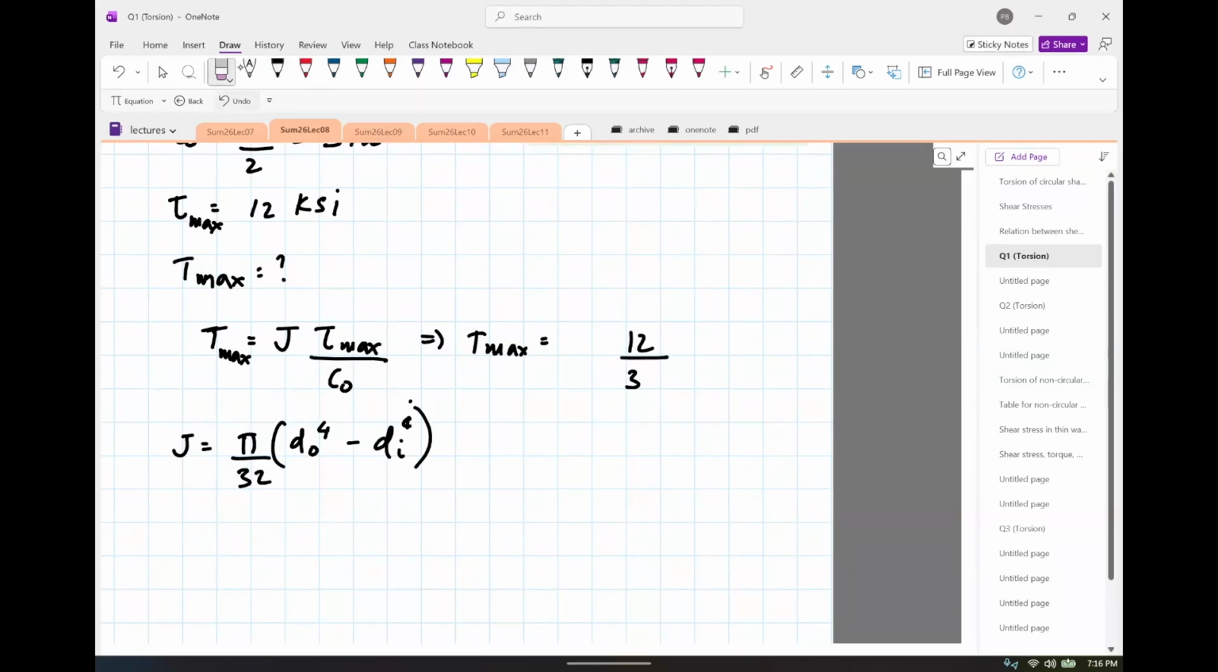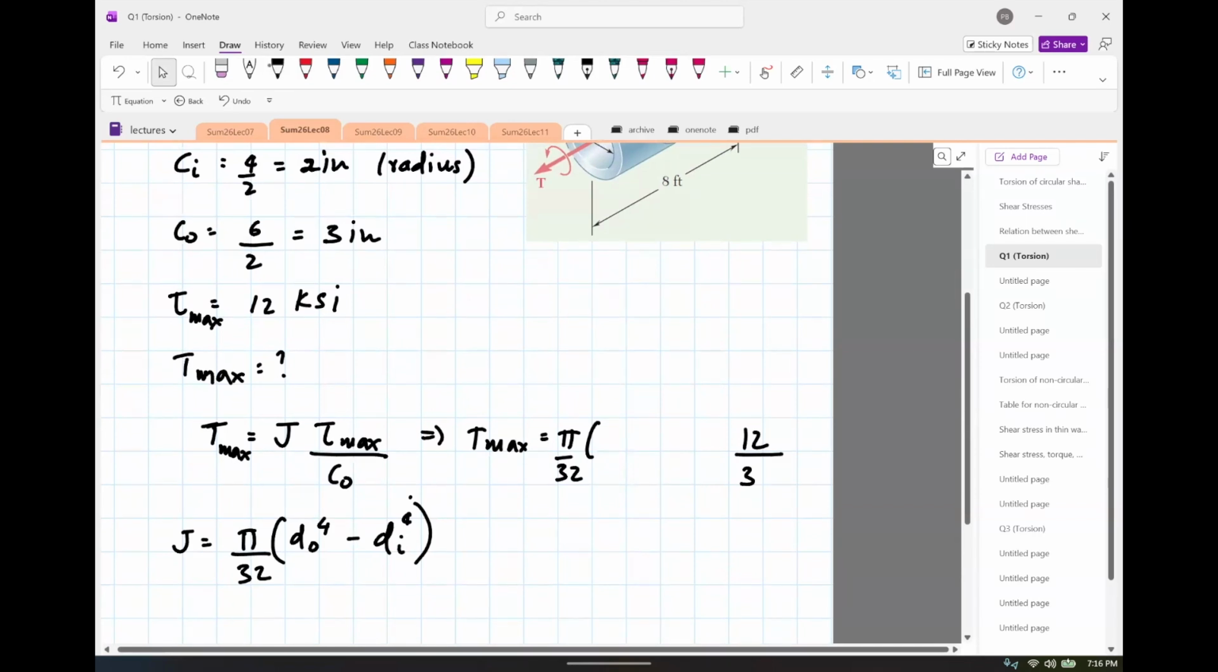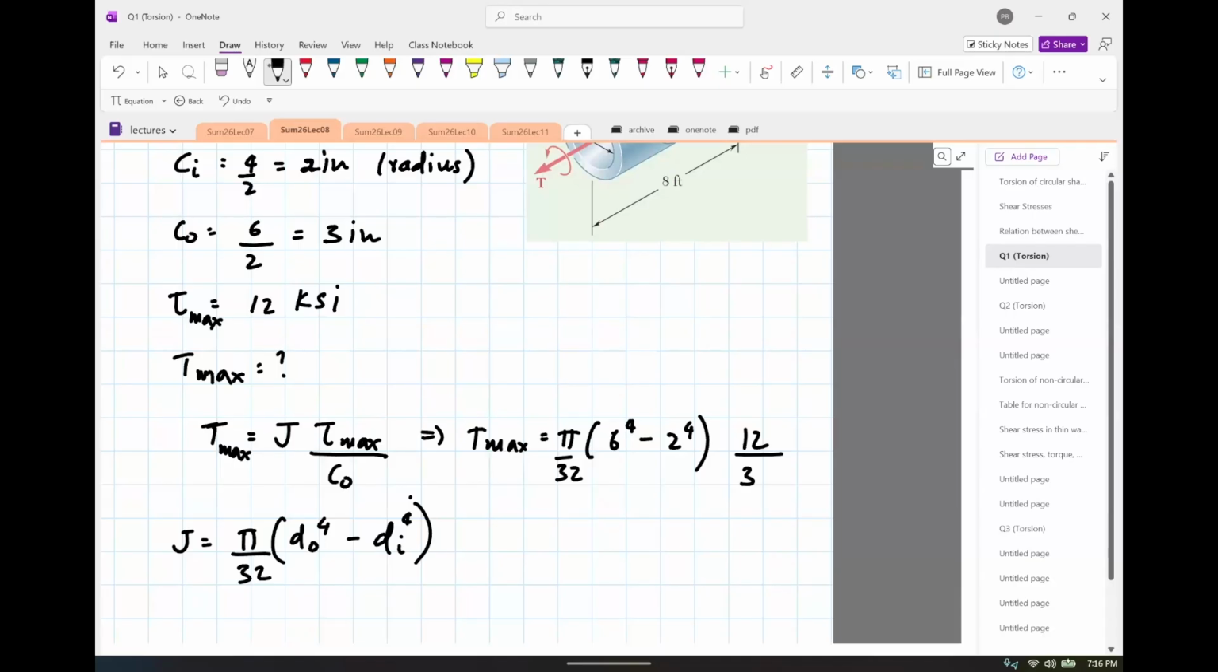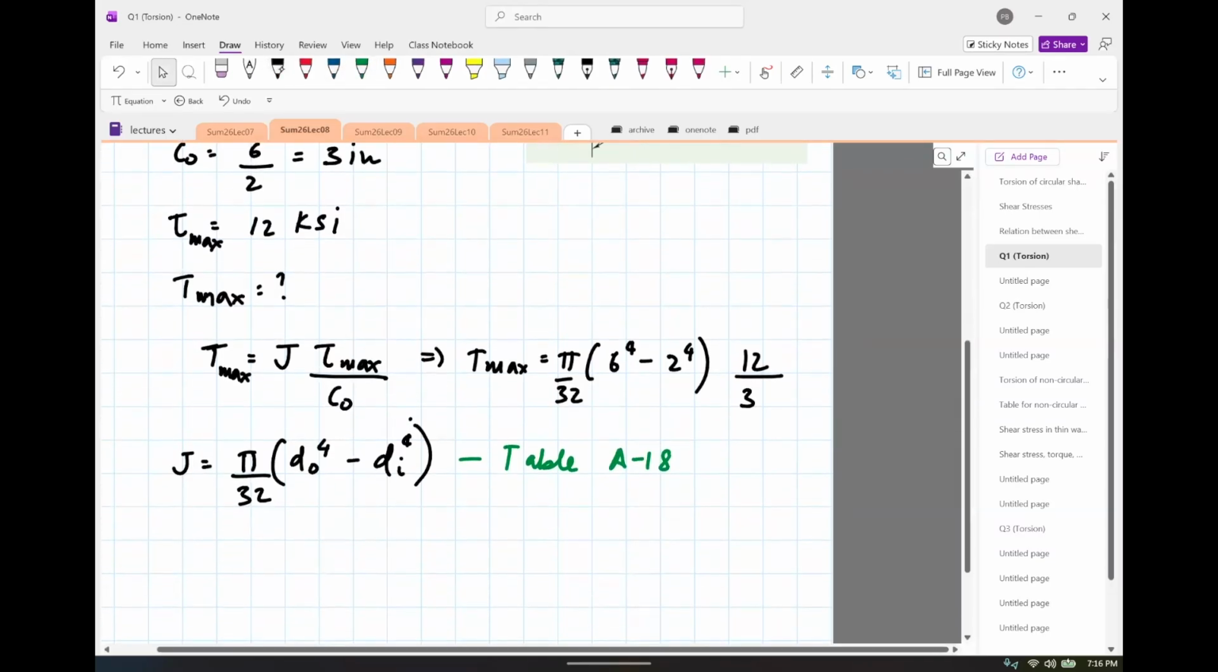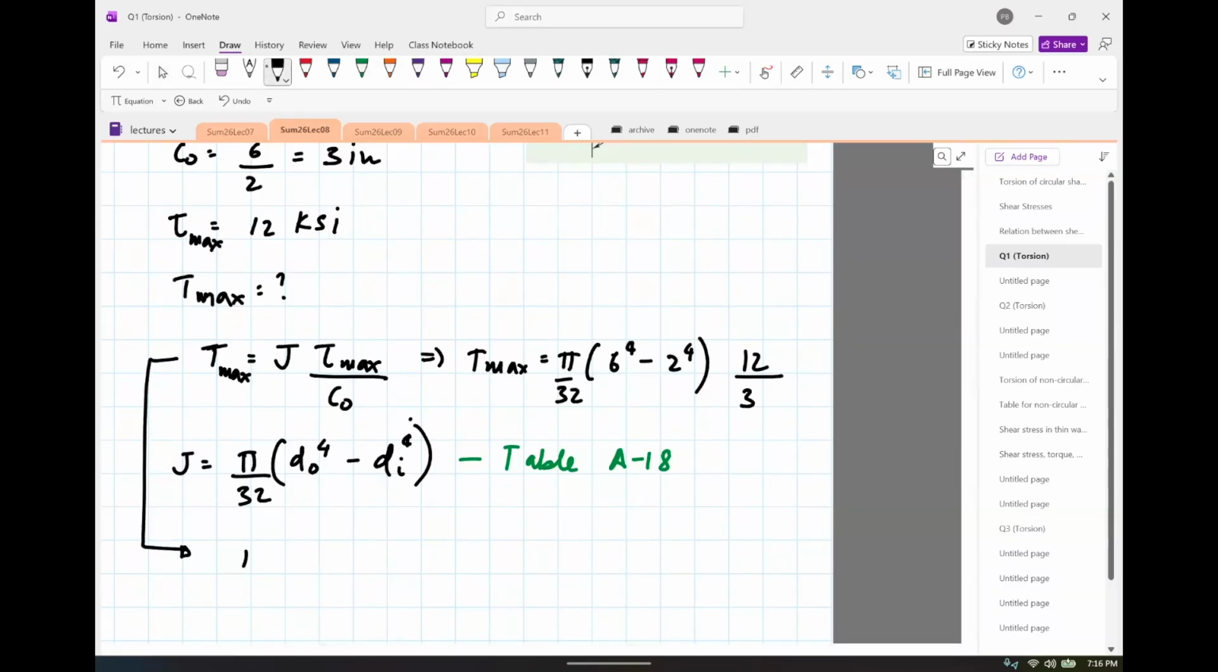So we just move things around. I would put here pi divided by 32. Outer diameter is 2 times C0, so it's going to be 6 raised to 4 minus 2 raised to 4. That's it. Okay, so this is table 18. So this comes out, I'm going to finish this off now.